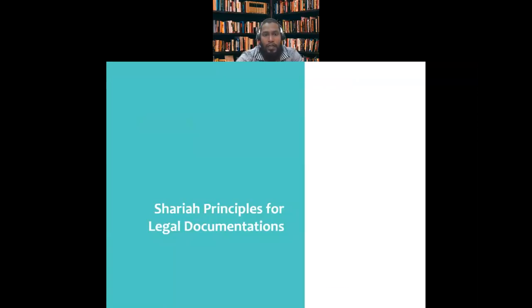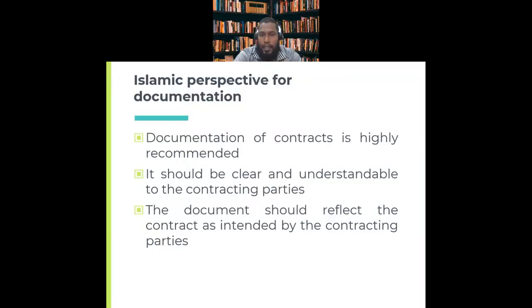So now let us look at the Sharia principles for legal documentation. First I'll talk about the Islamic perspective of documentation of products. As we know, the Quran highly encourages documentation, because documentation leads to transparency, and as we have learned, the maqasid sharia in finance is to create transparency, and that's why gambling is prohibited. And in the longest verse of the Quran, in Surah Al-Baqarah, Allah Subhanahu wa Taala ordered us to write down if we do any forward transactions.